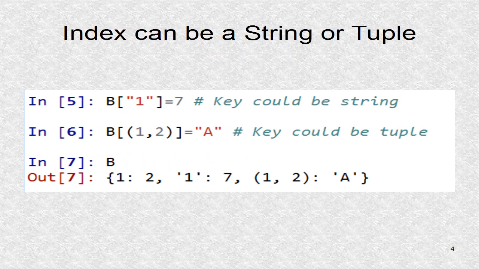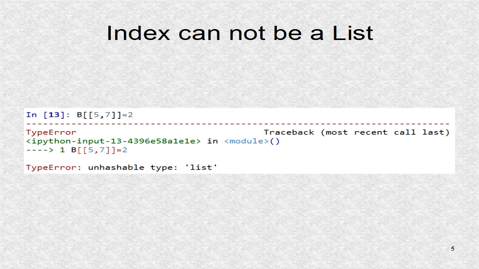4. Besides being numbers such as integers, the index can be a string or a tuple. Note an index must be immutable. 5. However, a list cannot be used as an index since a list is mutable.